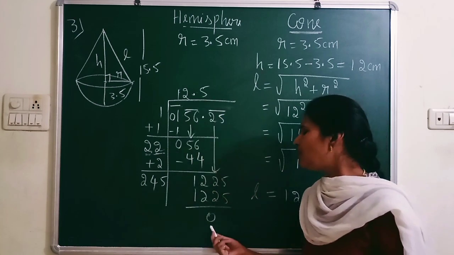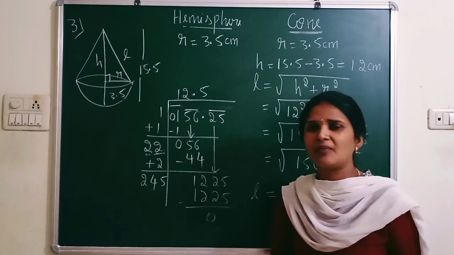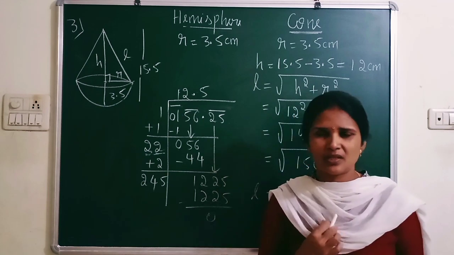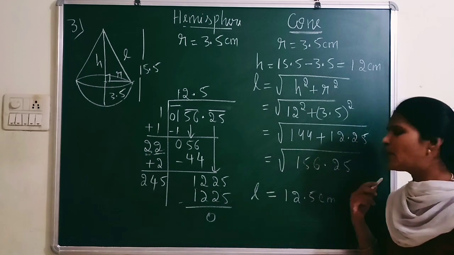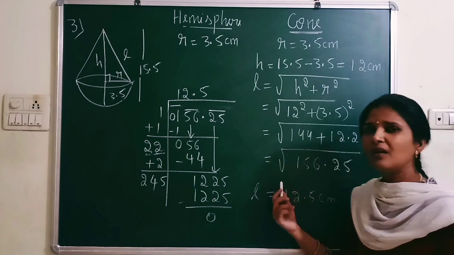So with this, the remainder is 0. So hence we can conclude this is a perfect square. If the remainder is not 0, it is not a perfect square, and you can stop up to 1 or 2 decimals. Now it is a perfect square. So what is the square root of 156.25? That is 12.5 centimeter. That is nothing but L.